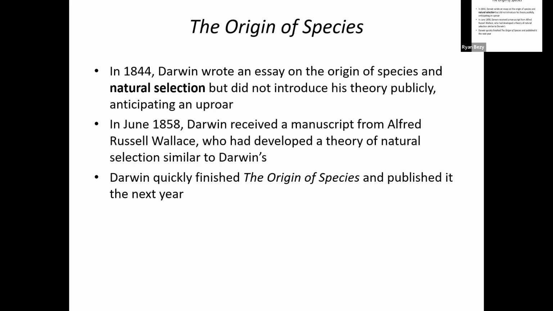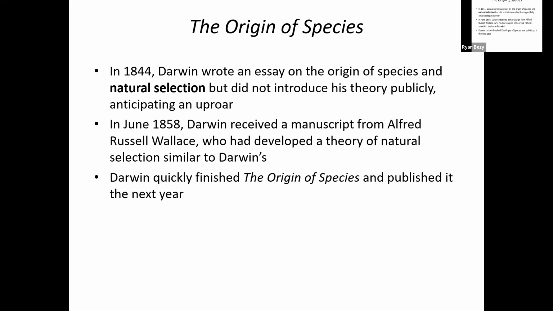Now, he was nice. He actually told Wallace that he had this as well. He sent his manuscript back to Wallace. They agreed to publish at the same time in the same journals, in the same kind of sphere. So it turns out Darwin and Wallace didn't co-publish it, but they both independently published their theories at the exact same time. Anybody ever heard of Wallace? Yeah? It's pretty rare.